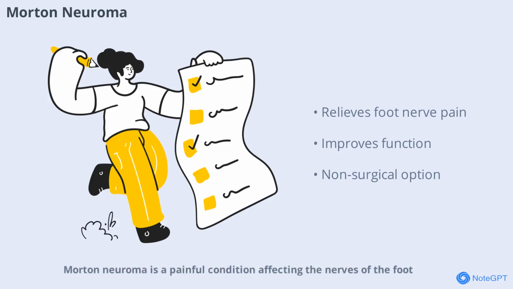Morton neuroma is a painful condition affecting the nerves of the foot, often unresponsive to conservative treatments. ONT injections into the area of the neuroma have provided pain relief and improved foot function in a majority of patients. The effects may last several months, and repeat injections can be considered for persistent symptoms. ONT offers a non-surgical alternative for refractory cases.